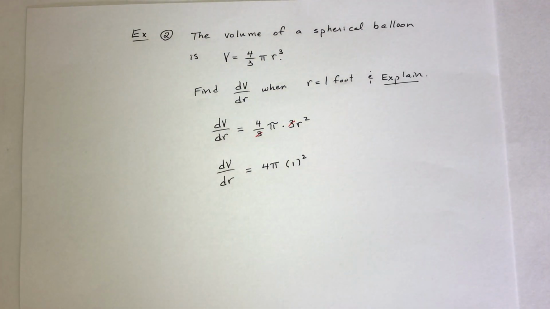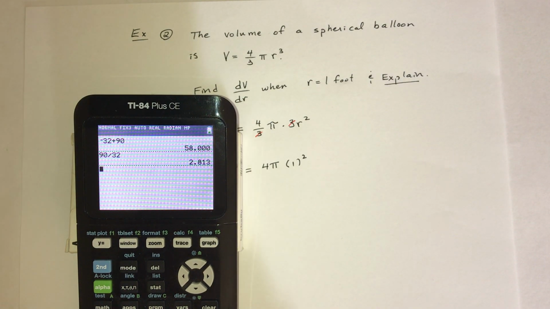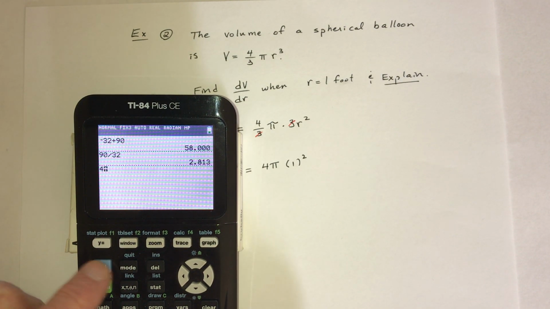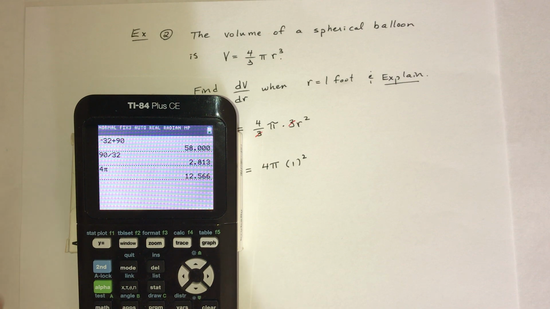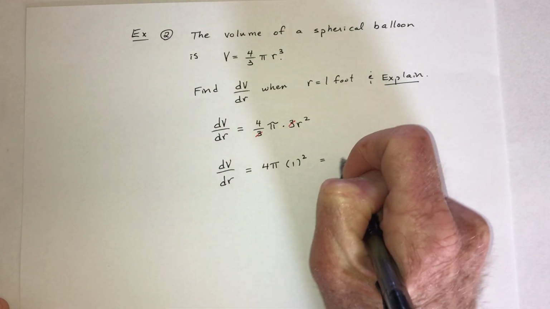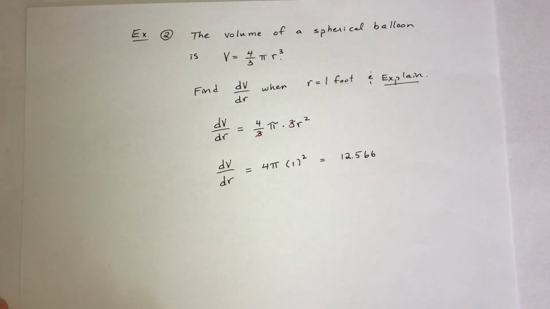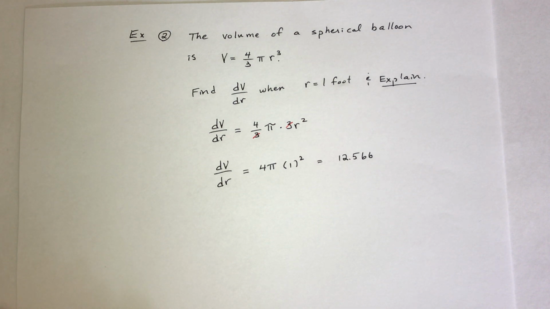So that's 4 pi. How much is 4 pi? 4 pi is 12.566. Now explain what that means.